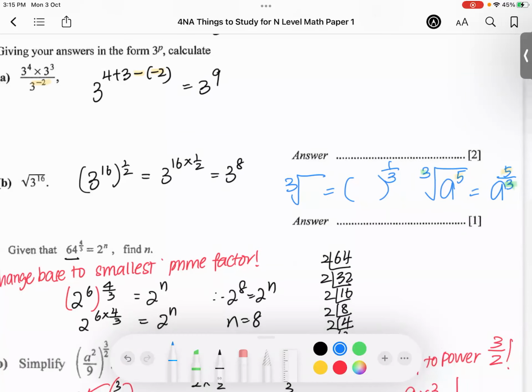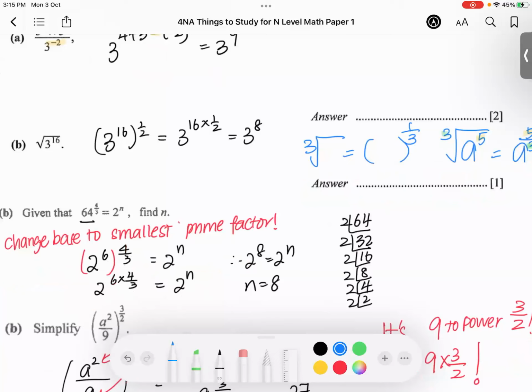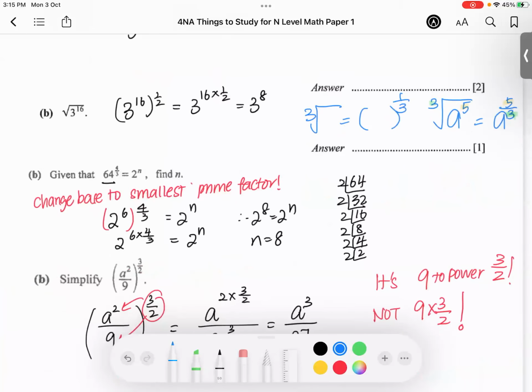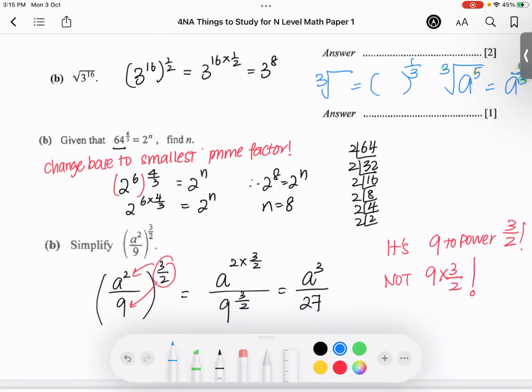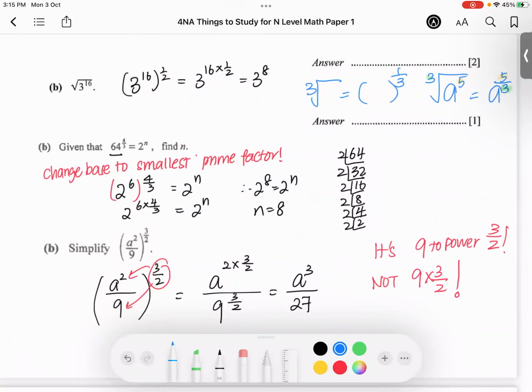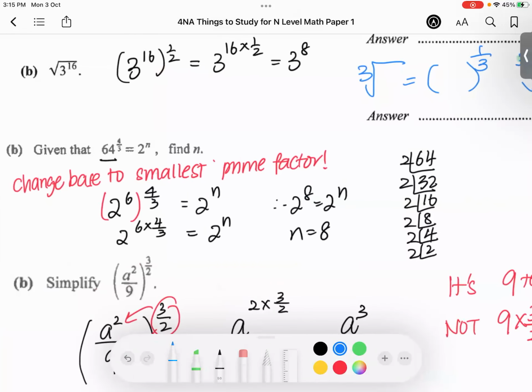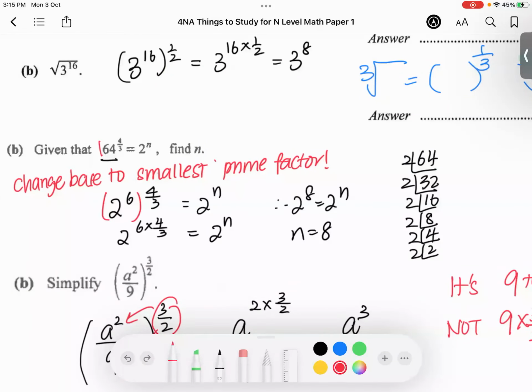Next question, for this type of question, very simple, straightforward. If you have a base that is not a prime number, change this base to the smallest prime factor using prime numbers only. Don't just anyhow multiply or divide, whichever. Change all the individual bases to the smallest prime factor.